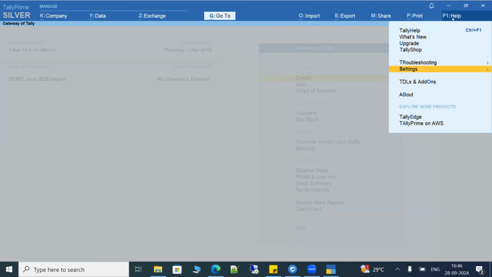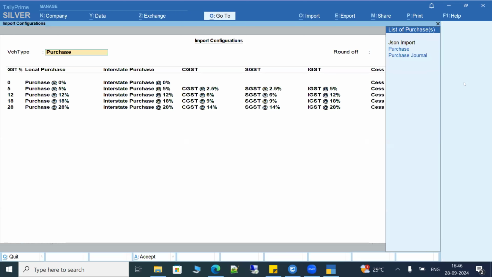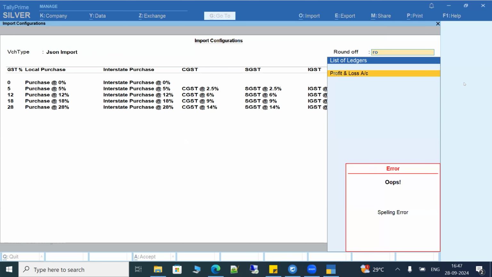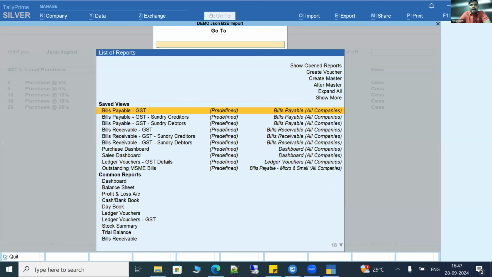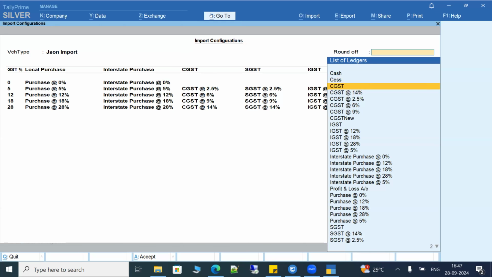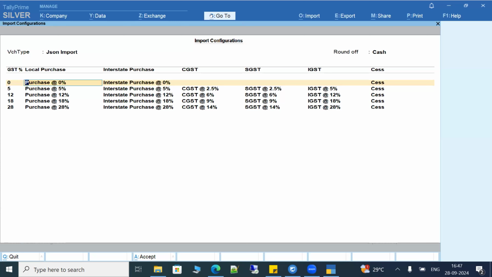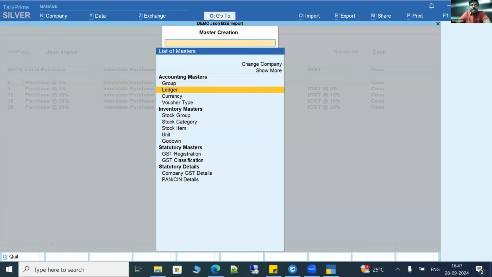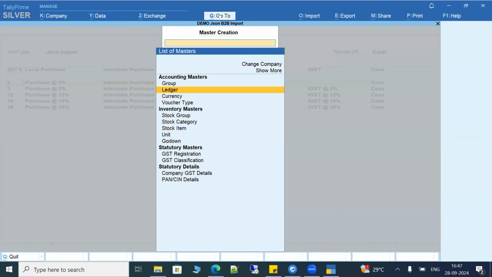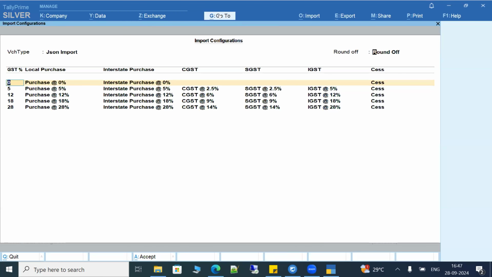Again, I'm going to Help, add-on features. Here, the JSON Import voucher is also there. You can select that. Then for round off, if there are any minor paisas, less than 50 paisa, you can use this ledger for rounding up. There is no ledger, so we'll create that one. I'm just putting cash for the time being. Anyhow, I'll create that one; I don't want to confuse. Yeah, go and create a ledger. Use the round off ledger here for round off.